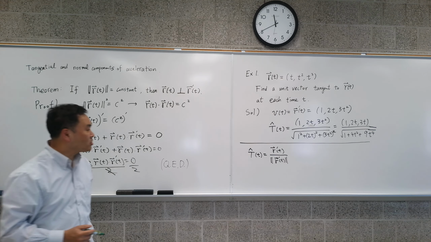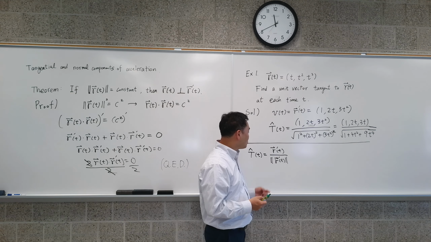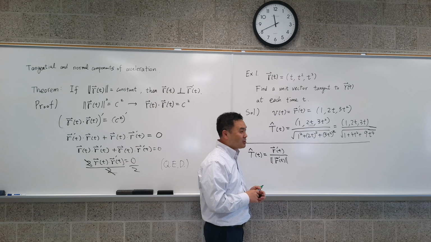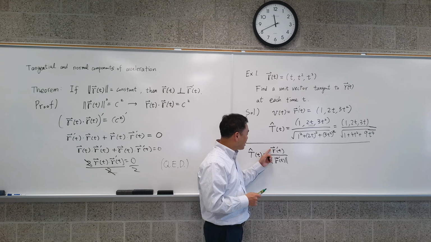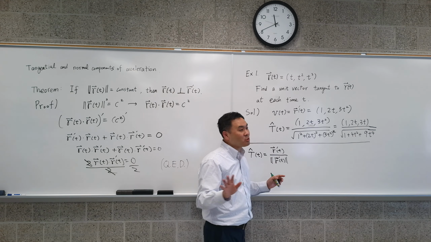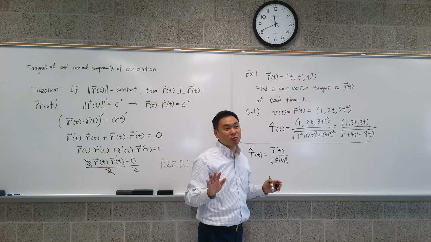And this is another one of those formulas that you should never try to memorize. People who memorize this formula, when I grade the exams, they'll often do r prime t divided by the norm of r t. Like that clearly shows that this person just tried to memorize the formula and has no understanding whatsoever.